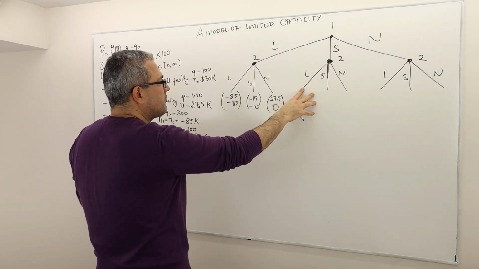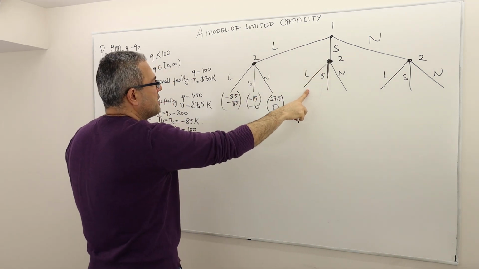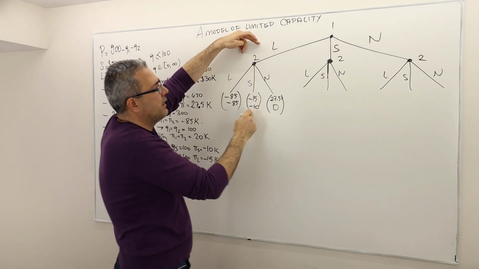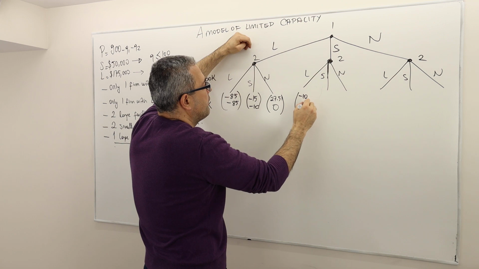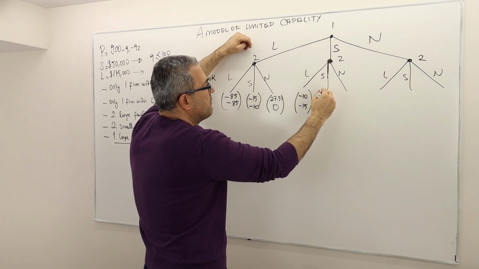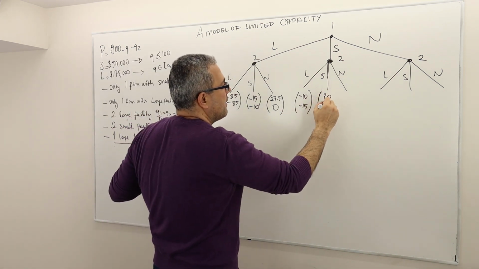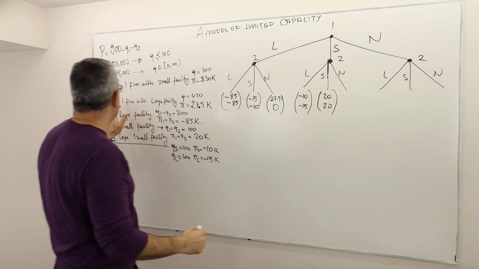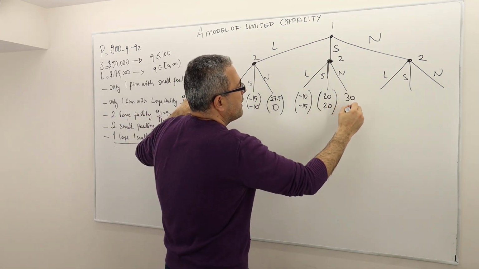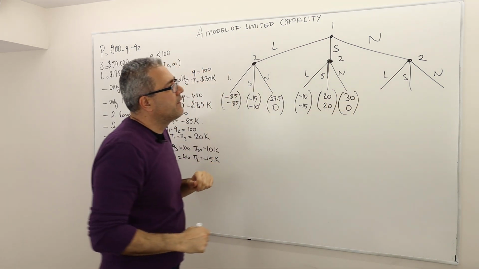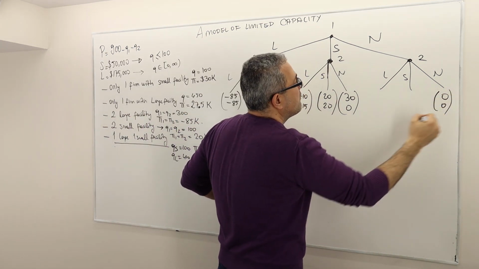How so? Firm 1 is small, firm 2 is large. So it's basically the opposite of this scenario. Firm 1 is small, so it's minus 10, and firm 2 is large, it's minus 15. Small, small, they both have small facility, so it's 20K. And then small, no firm, so 30K for the first firm and 0 for the second. And then finally, no entry, we already know that's 0, 0.